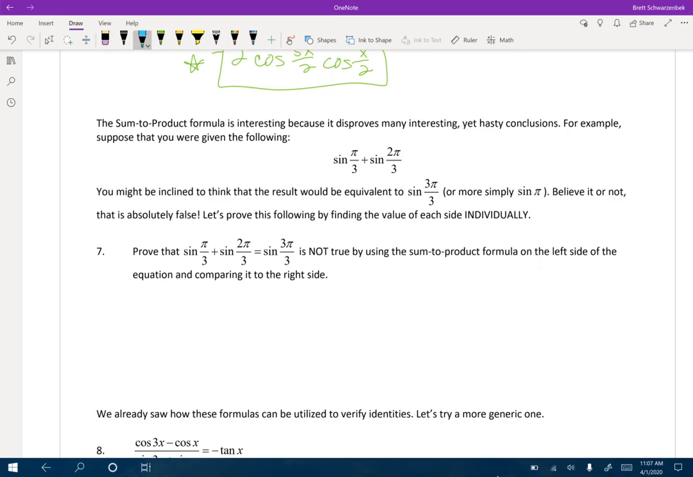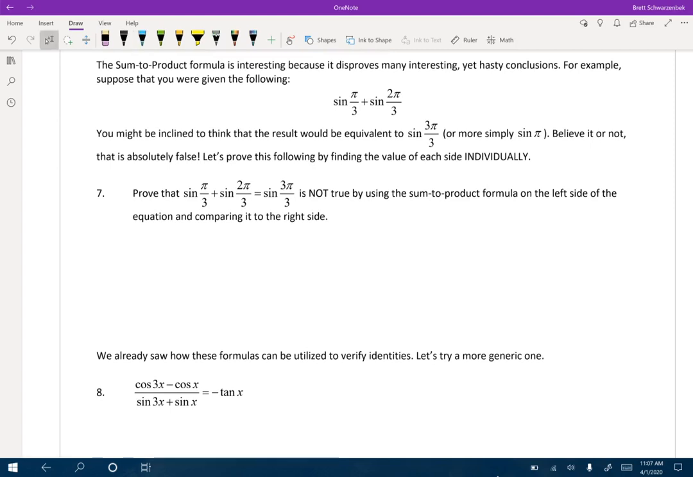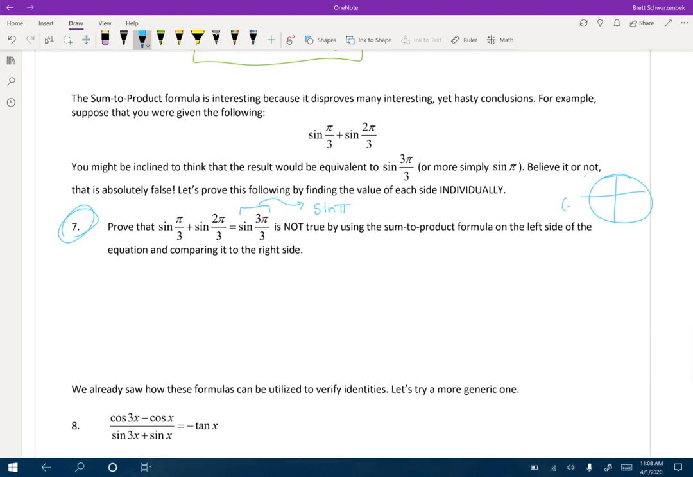So it says here, prove that the sine of pi over 3 plus the sine of 2 pi over 3 is equal to the sine of 3 pi over 3. Prove that is not true using the sum of the product formula on the left side and comparing it to the right side. So why are they saying compare it to the right side? Well, for this one, we know the sine of 3 pi over 3 is equal to the sine of pi. And if we go to our usual setup, pi is over here at negative 1, 0.